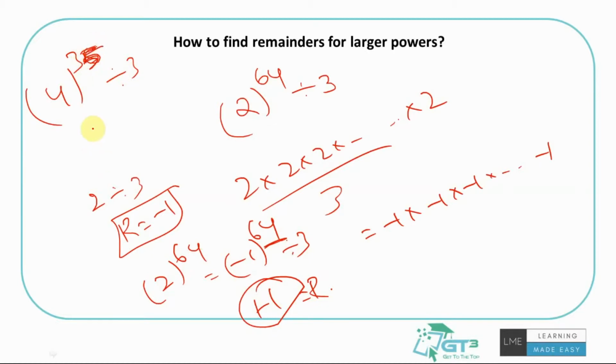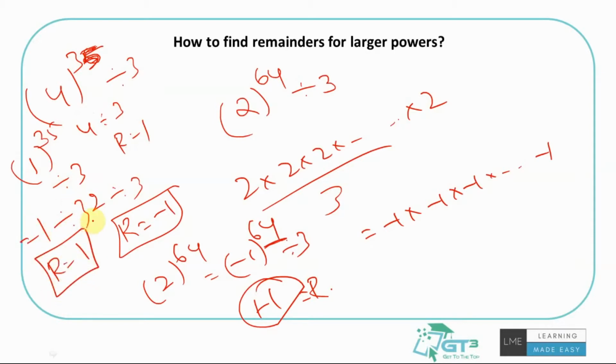Let's do 35. So again, 4 when divided by 3, the remainder is 1. So that's fundamentally 4 power 35 in remainder sense is the same as 1 power 35 divided by 3. 1 power 35 is 1. 1 divided by 3, the remainder is 1. So that's fundamentally what we are doing, right? So let me show a slightly different one to give a sense of it.